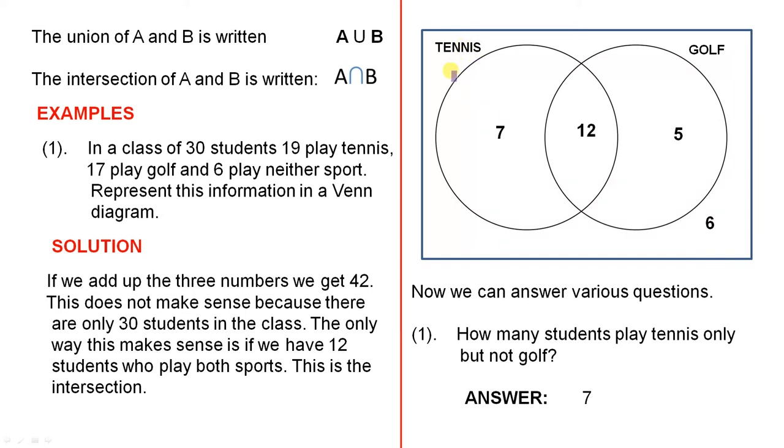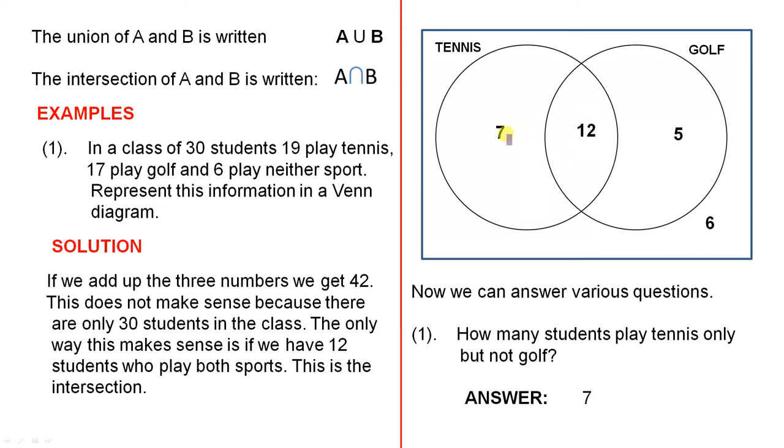this will be tennis. That's anything inside this circle will be tennis. Anything inside that circle will be called golf. They're the students who play golf. 12, because we had 42 when we added the three numbers up, which is 12 more than the class, the 12 must be here.